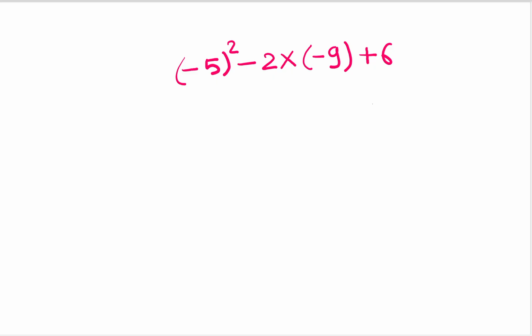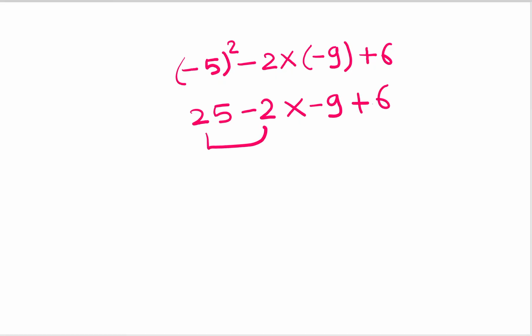First we will solve this. Minus 5 square is equal to 25, minus 2 multiply by minus 9 plus 6. This is the wrong method people use: 25 minus 2 is equal to 23, multiply by minus 9 plus 6 is equal to minus 3, and the final answer is 23 multiply by 3.